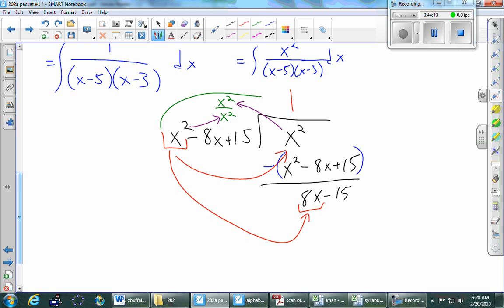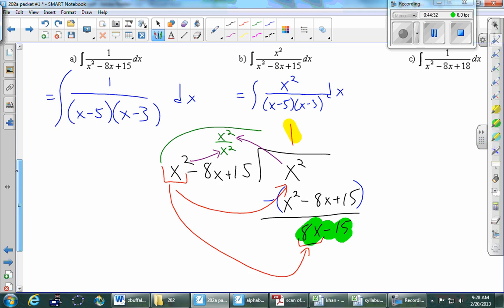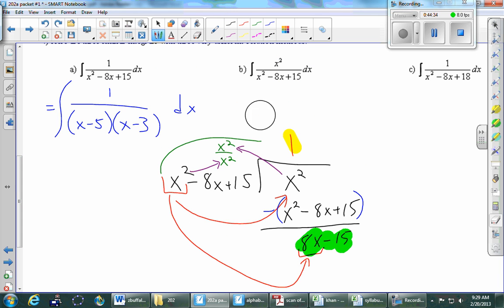So let's just make sure we can write down all the different pieces. We had a 1, and we also had an 8x minus 15, and somehow they have something to do with the original division. So let's see if we can write that here. So I'm going to copy my integral sign, and I'm just trying to rewrite this fraction right here.